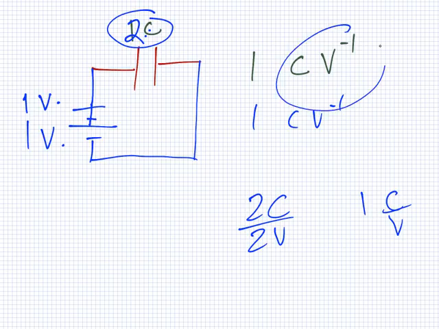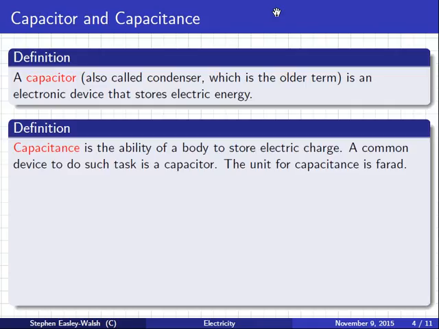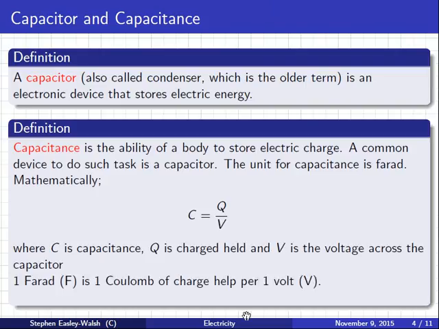So this coulomb per volt is a new unit. It's called capacitance, and it's basically the ability to hold the charge. And the unit is called the farad, but a farad is just charge divided by volt. It's basically 1 coulomb of charge, that should say held, not helped, held per 1 volt. So 1 farad is 1 coulomb per volt, and the capacitance is the charge divided by the voltage. 1 farad is 1 coulomb per volt.